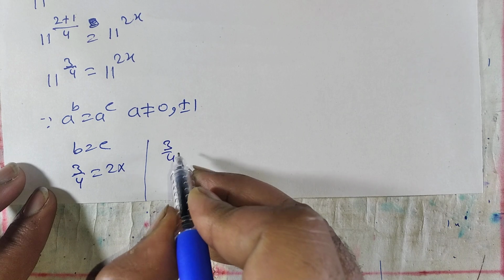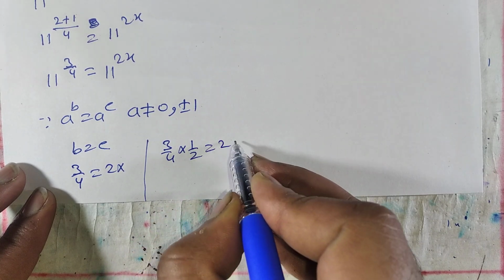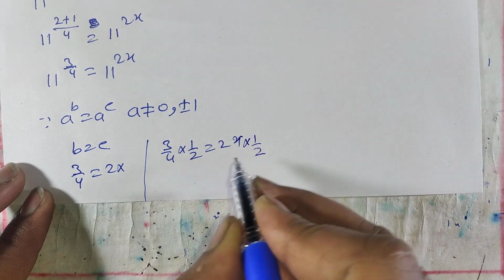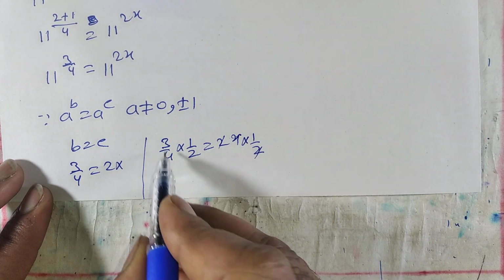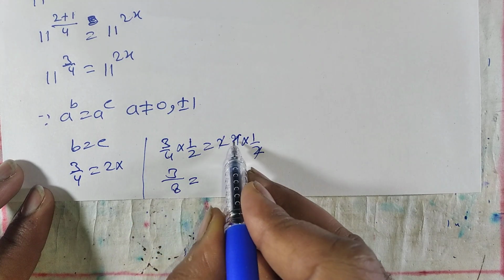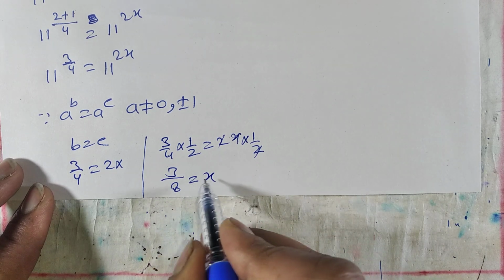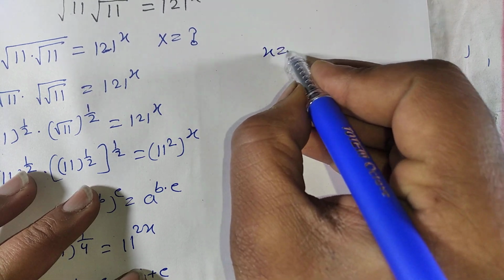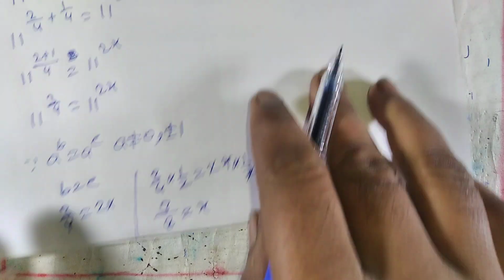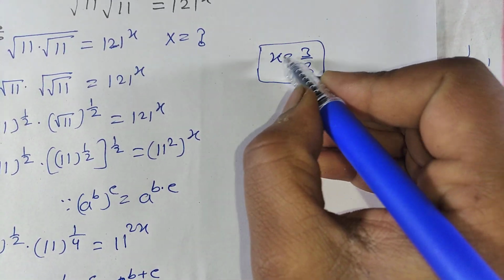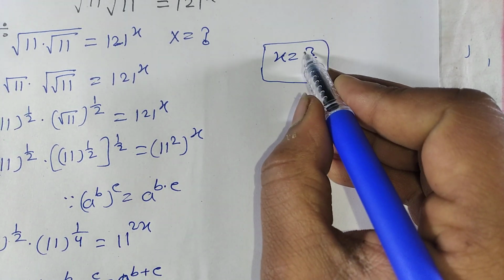Now multiply by 1 by 2 on both sides. 2x into 1 by 2, this is cancelled. 3 times 1 is 3, 4 times 2 is 8, is equal to x. We are getting the value x is equal to 3 by 8.